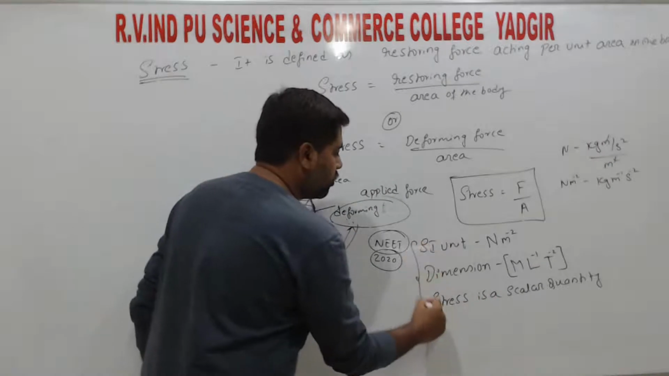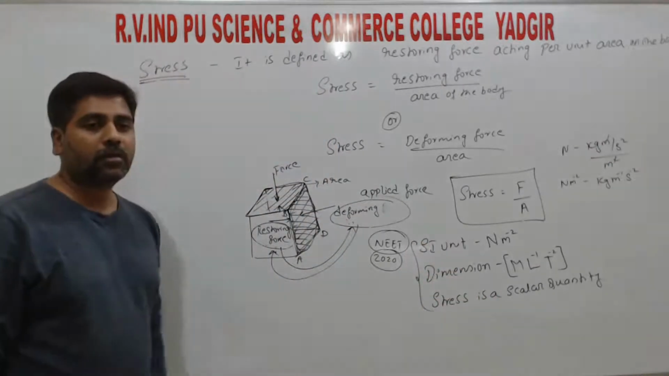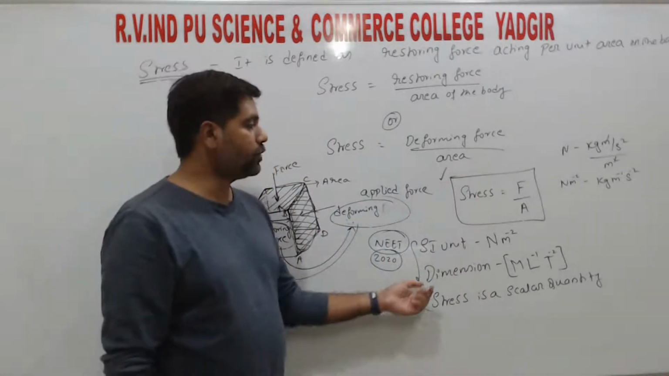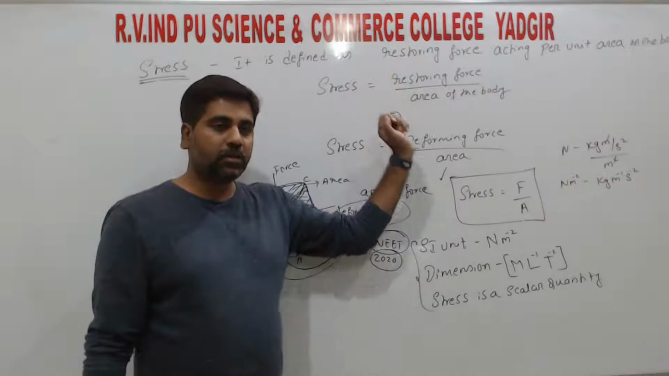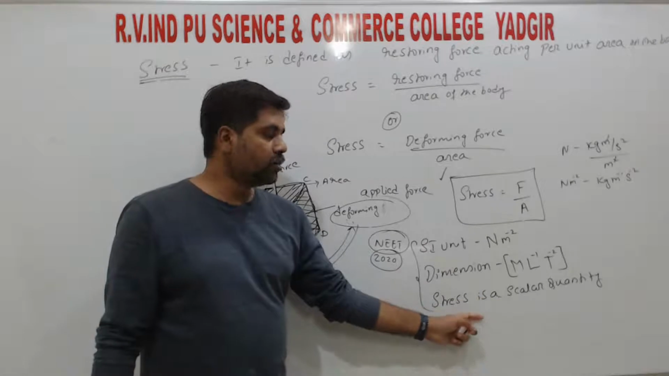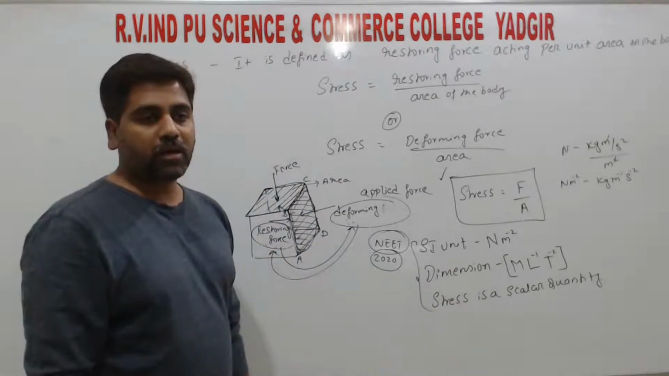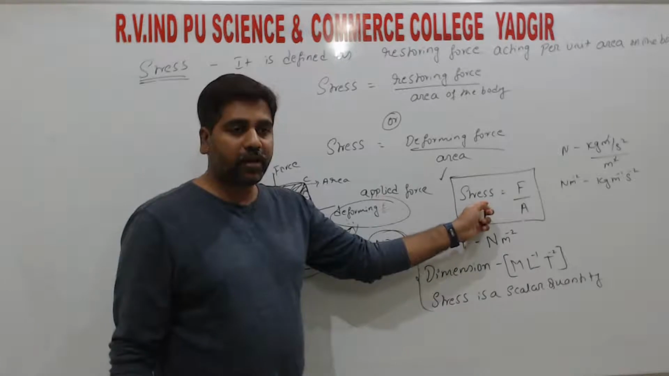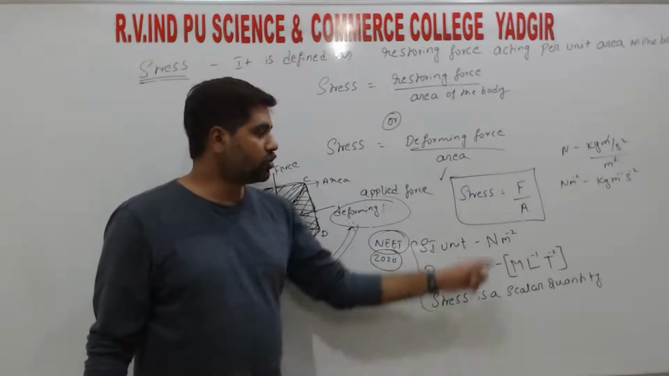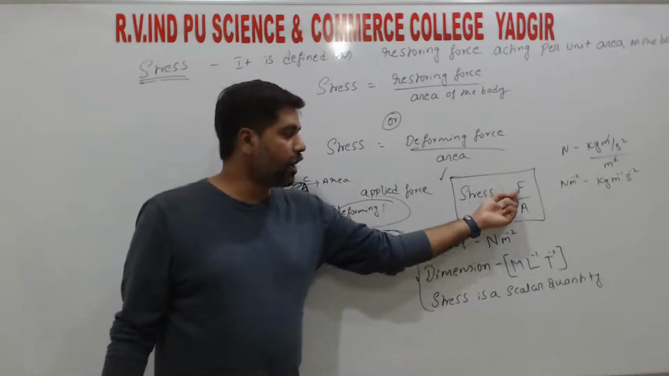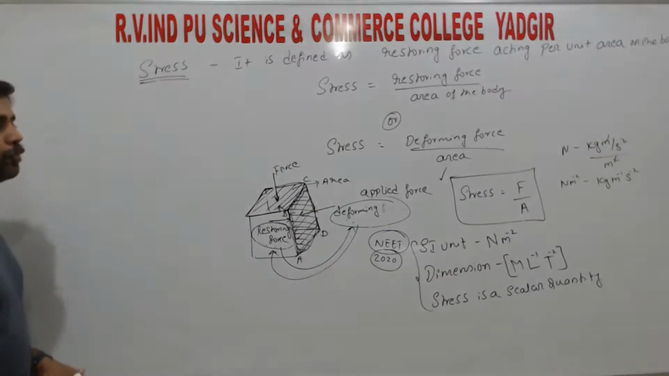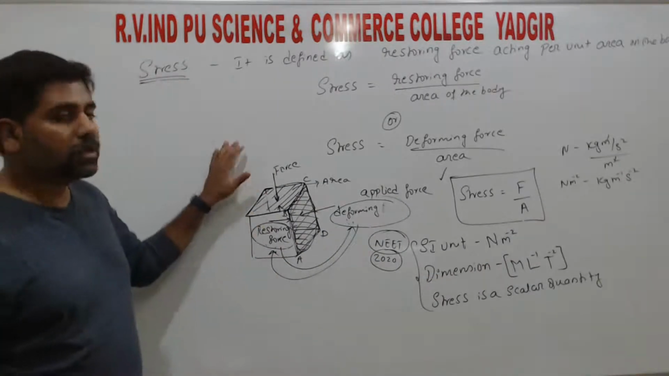So these three are very important, along with the mathematical form. To study any concept, first the definition, next the mathematical relation, its SI unit, its dimension, then whether the quantity is a scalar or vector. So stress is again a derived quantity, and it is also a scalar quantity. Stress is a physical quantity derived from force and area, right? So this is about the stress.